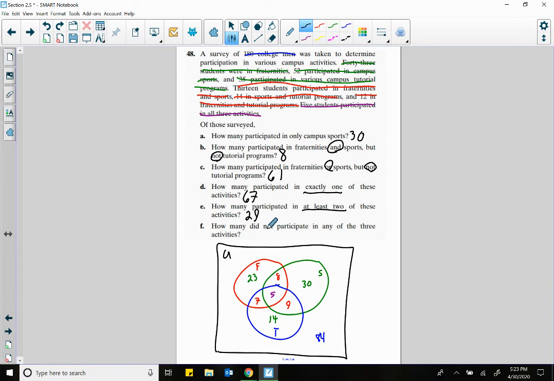And last but not least, here's a not. How many did not participate in any? And that's our universe, 84. Word of advice when you're doing these, you got to make sure that your Venn diagram down here is accurate. If this Venn diagram gets messed up, it will throw your numbers up here off. So you have to be very, very careful with your Venn diagram.